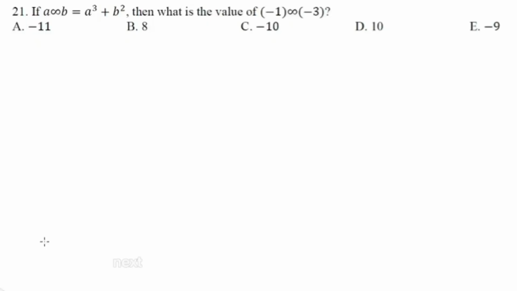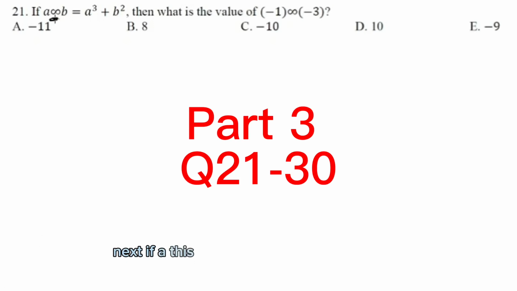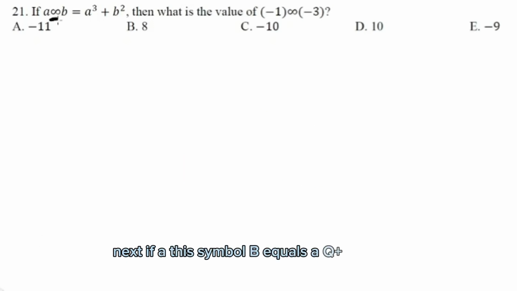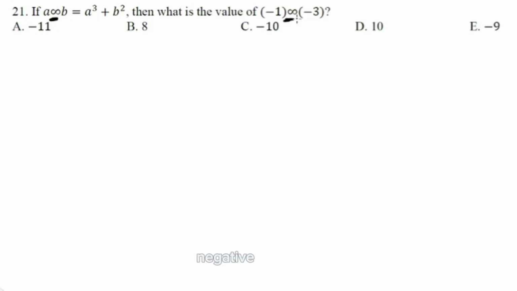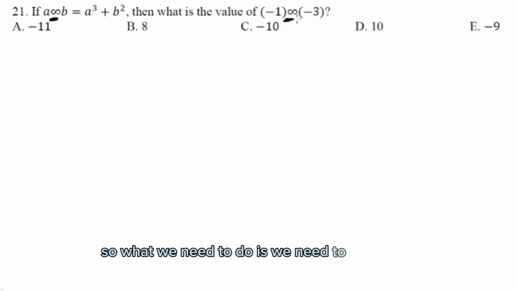Let's do it. Next, if A, this symbol, B equals A cubed plus B squared, then what is the value of -1, this symbol, -3? Alright, this symbol right here is not a real symbol, it's just a placeholder symbol that they've used for this problem. So, what we need to do is substitute the values of -1 for A and -3 for B and solve this problem.